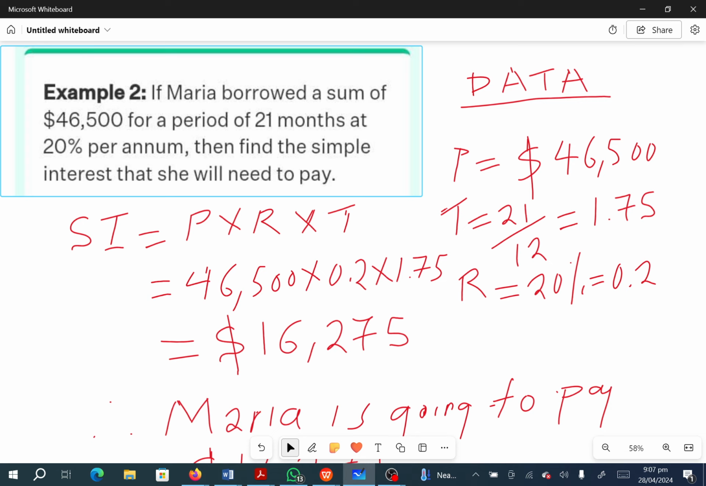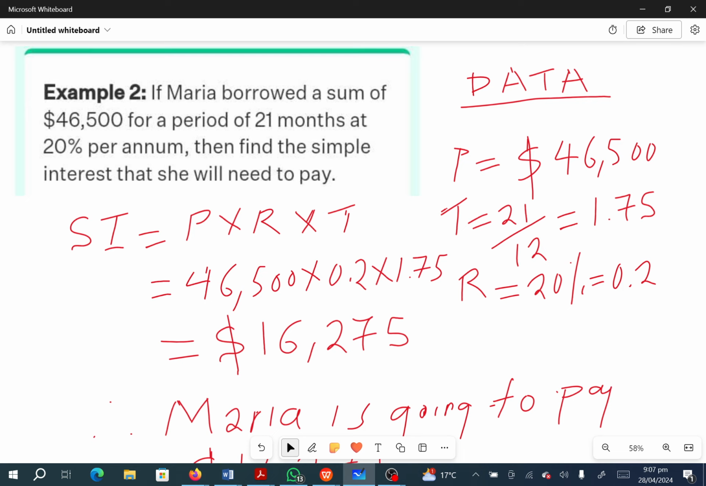Then what you are asked to find is the simple interest that you pay at the end of this whole loan period. So we are finding the total amount she will pay as interest at the end of this loaning period. Then we are saying that simple interest from our general formula is P times R times T. So P is the principal amount, then R is the rate.